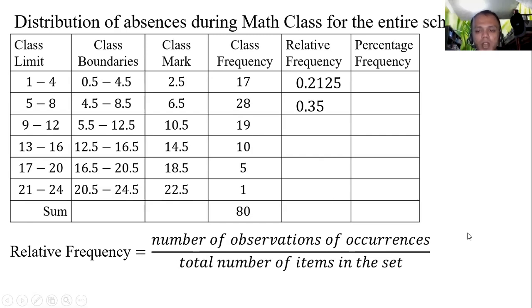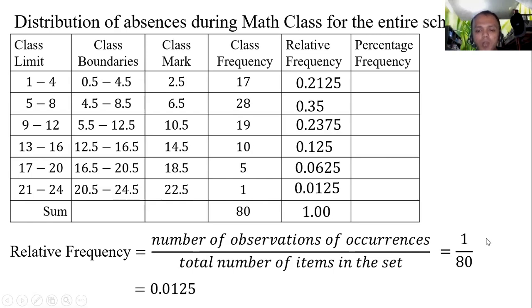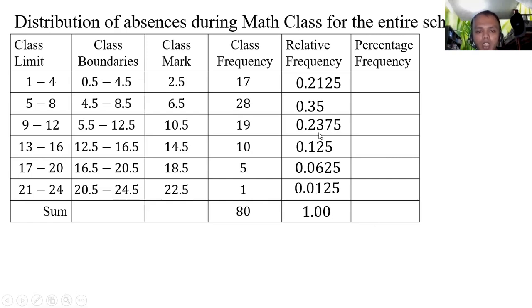Next, 19 divided by 80, we have 0.2375. Next, 10 divided by 80, that is 0.125. Next is 5. 5 divided by 80, that is 0.0625. Next, 1 divided by 80 is equal to 0.0125. Then, if we add all of these, the total is 1.